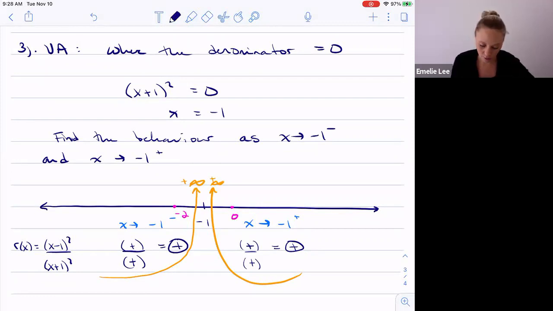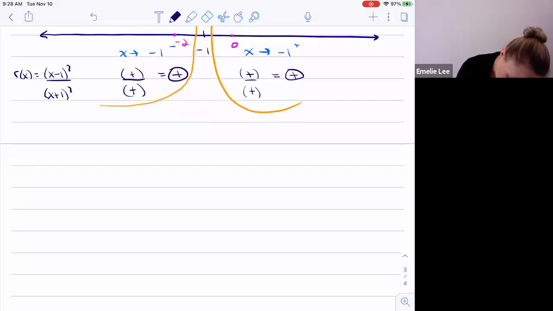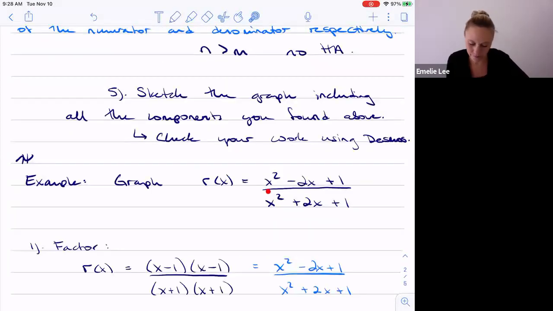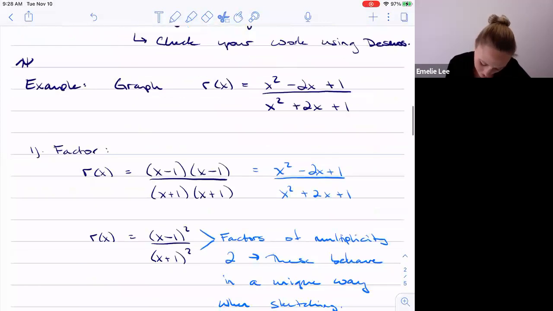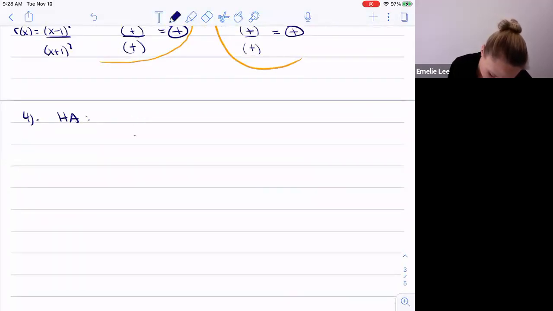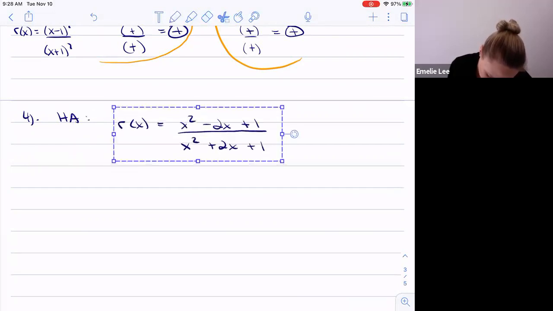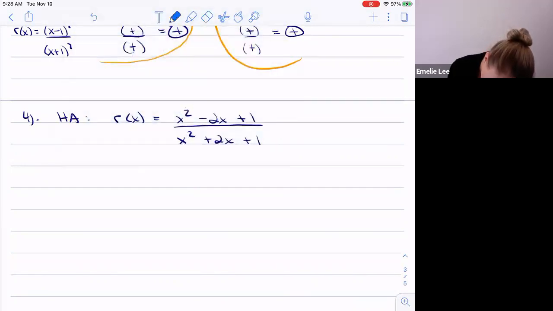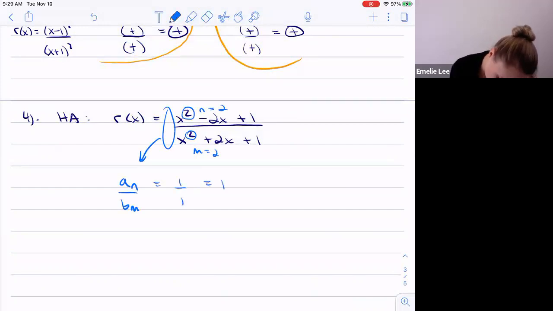So the horizontal asymptote is quite a bit easier, right? The horizontal is the fourth step. The horizontal asymptote is, well, in our case, the degree of the numerator is 2 and the degree of the denominator is 2. Notice that they each have a coefficient of 1. So I'll just copy this again and bring it down. N equals 2 and M equals 2. And a_N over b_M is 1 over 1, which is just 1.